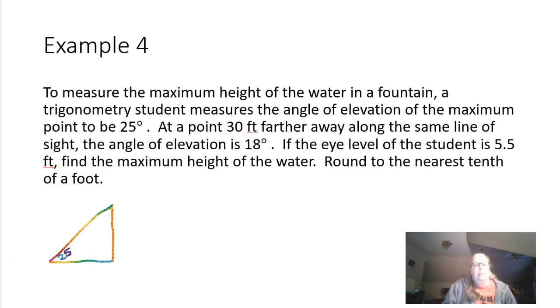And then the student moves backwards 30 feet, so that's going to be back here. Again, from this point, the student looks at the maximum point of the water in the fountain, and now the angle of elevation is 18 degrees. We would like to know how tall the water is. But also, remember, the student's sight line here is 5.5 feet off the ground. So whatever we get for this side, we're going to have to add 5.5 feet to account for the student's height there.